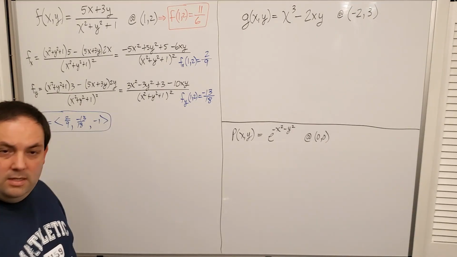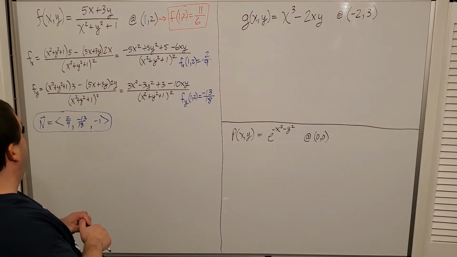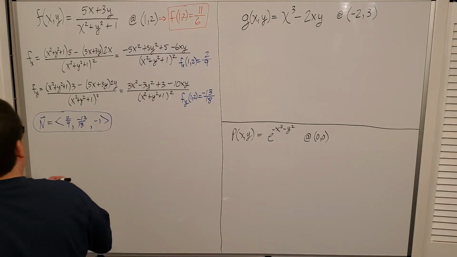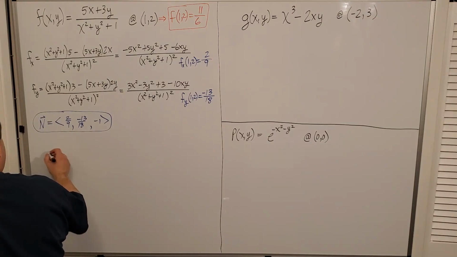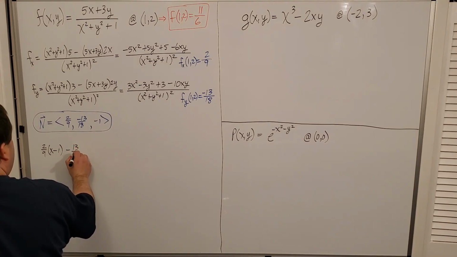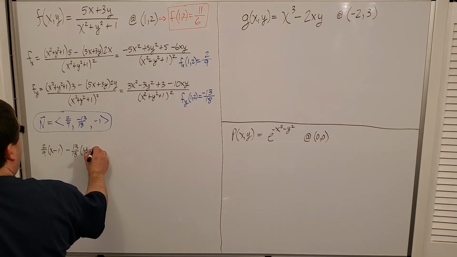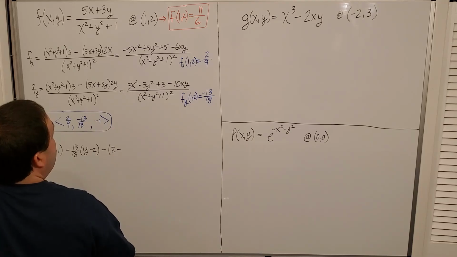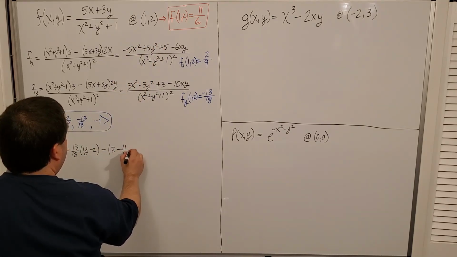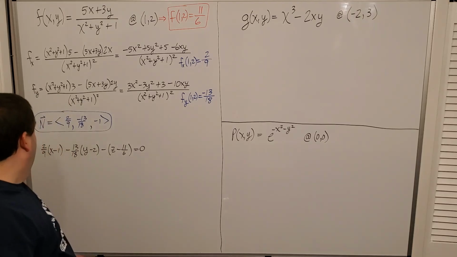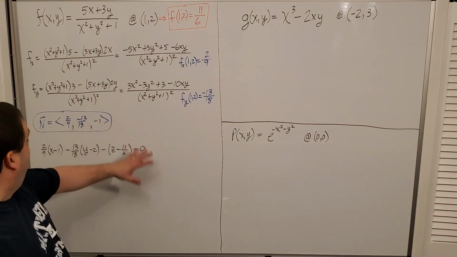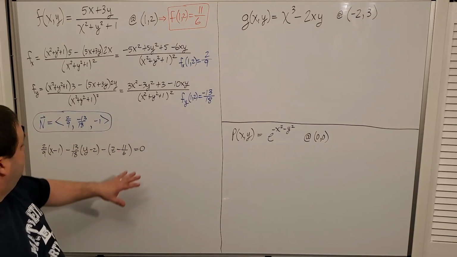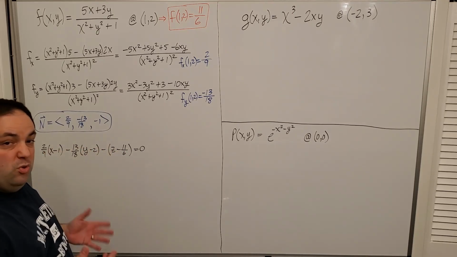Let's create the tangent plane and the normal line now. So my tangent plane is going to be 2/9 times x minus 1, minus 13/18 times y minus 2, minus z minus 11 over 6 equals 0. And of course, it's completely fine to leave it in this format, depending on what you need.